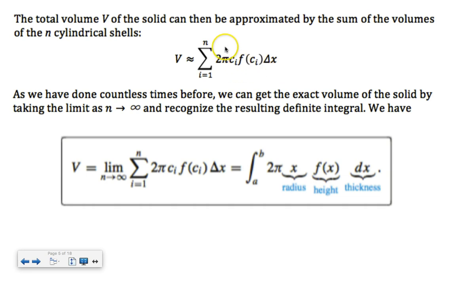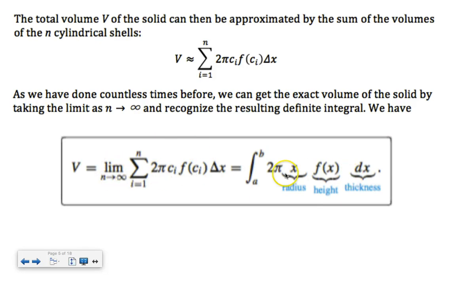And we know that whenever we have this 2 pi, and it's a constant, we can pull out the constants, and we're going to do that in the next slide actually, but as we've done countless times before, we can get the exact volume of the solid by taking the limit as n goes to infinity. If we increase n to infinity, the thickness of each cylinder becomes infinitely thin, and it would better approximate the curve.